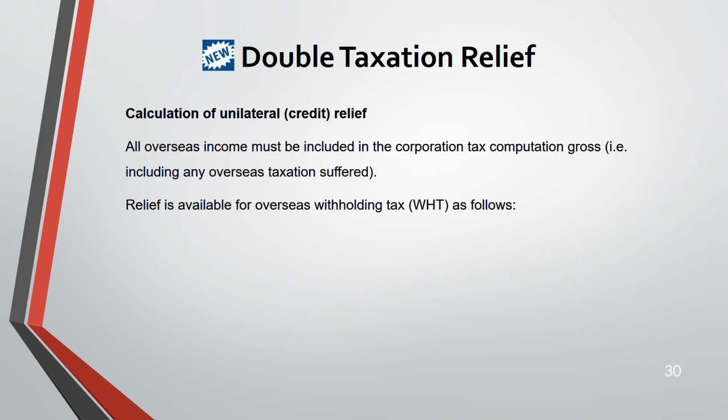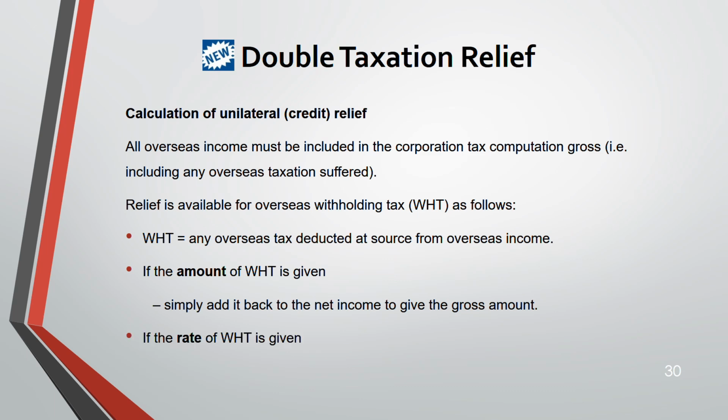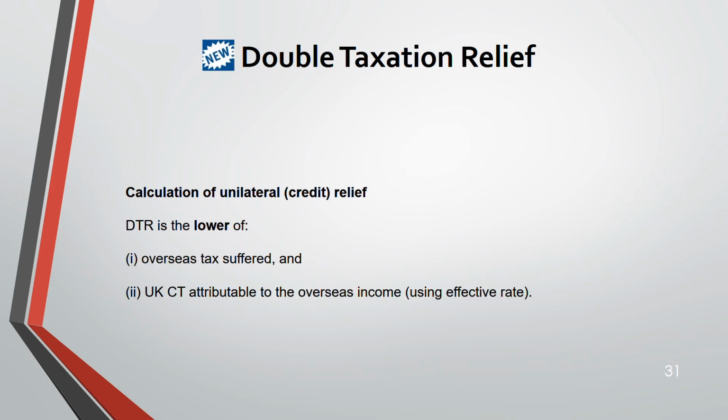Relief is available for overseas withholding tax as follows. Withholding tax means any overseas tax deducted at source from overseas income. If the amount of withholding tax is given, simply add it back to the net income to get the gross amount. If the rate is given, gross up as normal. You should know the grossing up. Now, DTR is the lower of overseas tax suffered and UK corporation tax on the overseas income.